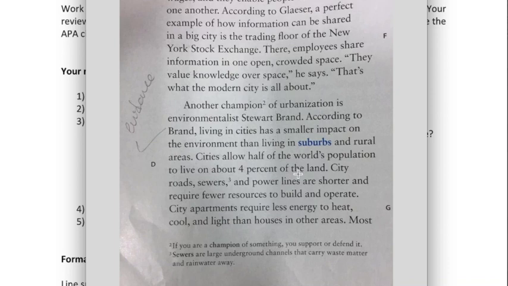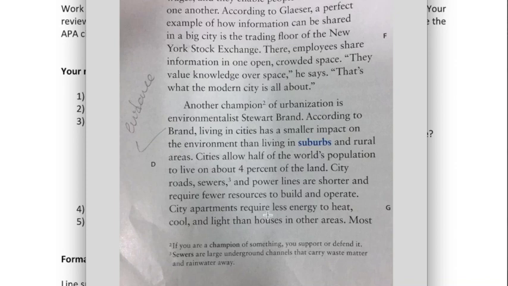So let us, for example, in KL and Penang, we live in apartments, in condominiums. So that means thousands of people can live in a small piece of land. City roads, sewers, and power lines are shorter and require fewer resources to build and operate. So that means in the cities, we need shorter power lines. So shorter power lines, power cables, meaning fewer resources needed to build and operate. And also shorter roads and sewers.